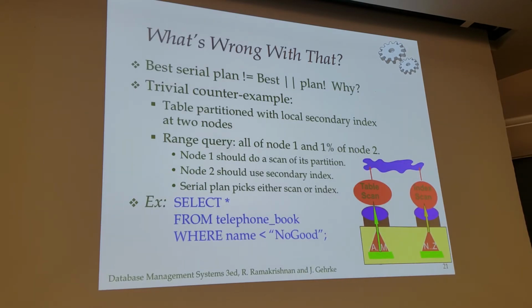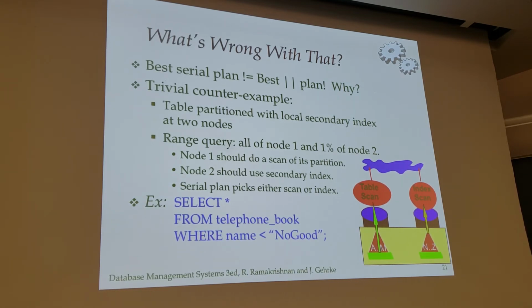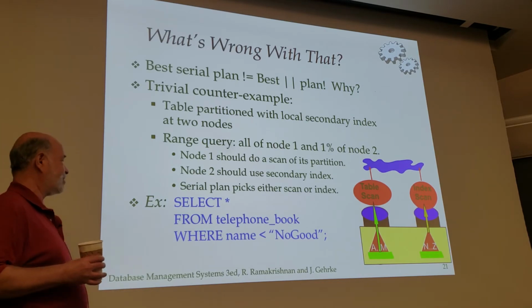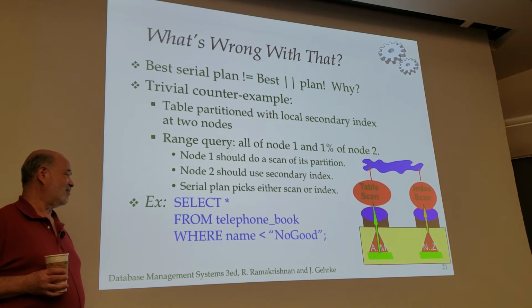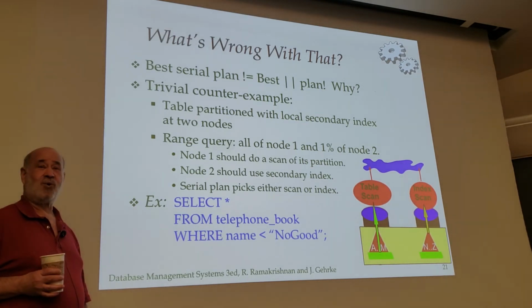Here is the problem, and I'm pretty close to being done with this, but not quite. The best serial plan is not necessarily the best parallel plan. Why? Here's a trivial counterexample. We've got 2 sites. We've got the data A through M at site 1, and the data N through Z at site 2. And we have a range query, such as the one situated over here. We've got a telephone book, A through M and N through Z, and we want to get everybody from the telephone book where the name is less than, quote, "no good," because this is a no good plan.